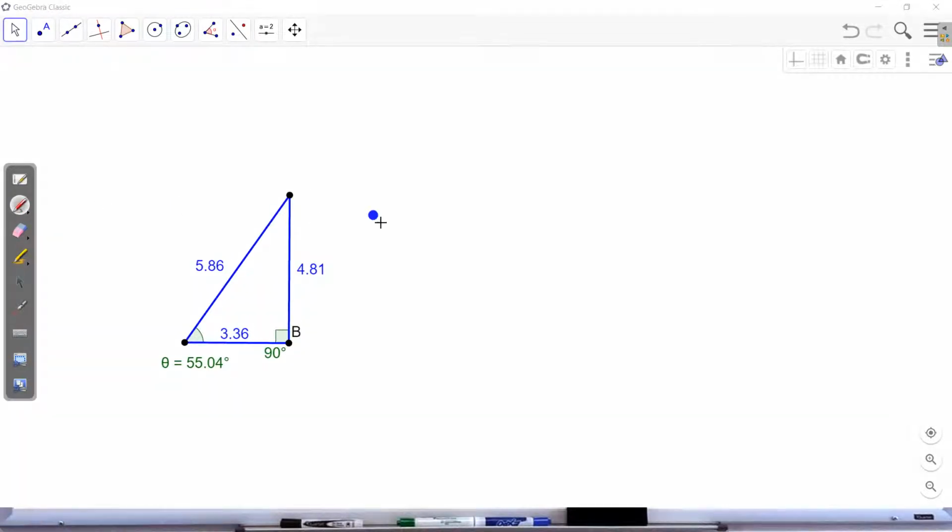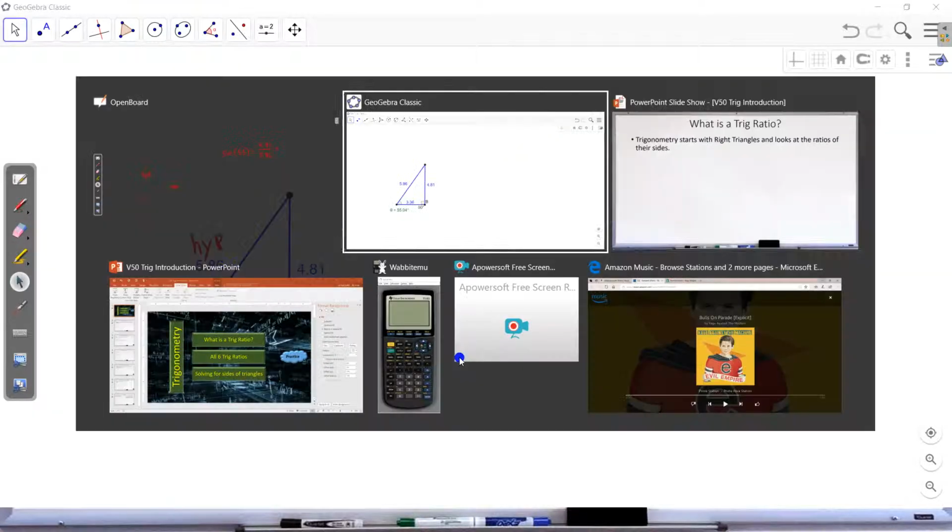So what we're going to do is take a look at the ratio of sides. So I'm just going to pick sine. And so we're going to be looking at the sine of 55 degrees. So that is the opposite over the adjacent. So if this is our angle right here, the opposite is over here. So I said adjacent, and I meant hypotenuse. And our hypotenuse is the longest side over here. So if you take the opposite side, 4.81, divided by the hypotenuse, 5.86.